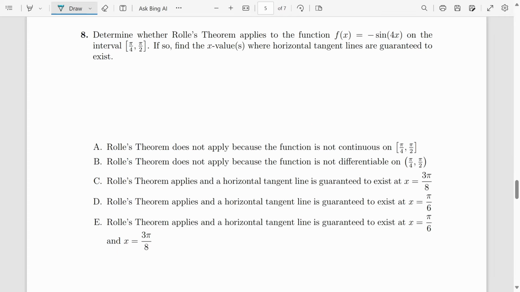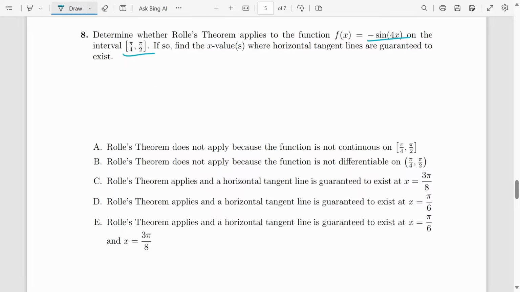Question 8. Determine whether Rolle's theorem applies to the function f of x equals negative sine of 4x on the interval from pi over 4 to pi over 2. If so, find the x values where horizontal tangent lines are guaranteed to exist. All right, so Rolle's theorem, what it needs to work is for whatever interval you give, it needs to be differentiable and continuous for every value within that interval. And fortunately, the sine function, it's just a big wave. It's always differentiable and it's always continuous. There's no holes and there's no vertical asymptotes.